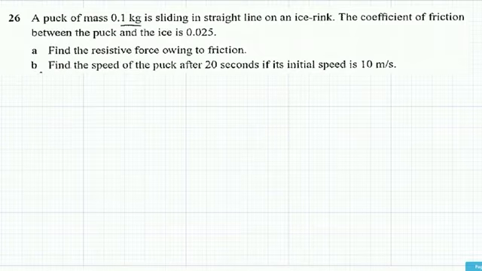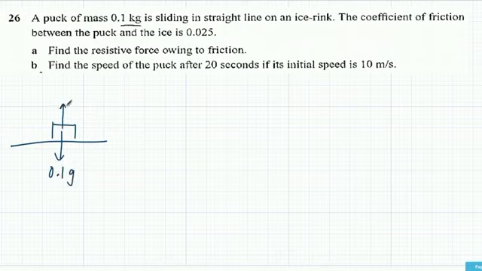So we've got a puck of mass 0.1 kilos sliding in a straight line on an ice rink. So it's 0.1 kg mass, weight force, and a reaction force which is equal because it's not going up and down. And the puck is travelling. Now it's not being pushed, all right? It would have been hit, which means there is no driving force on this anymore.